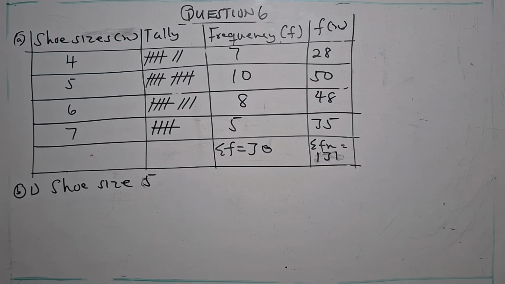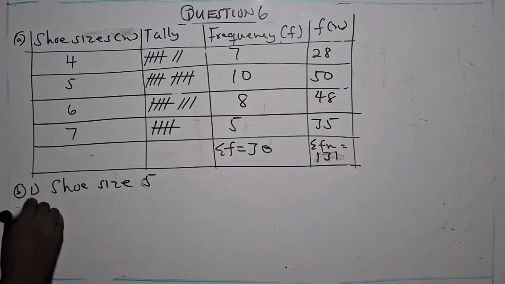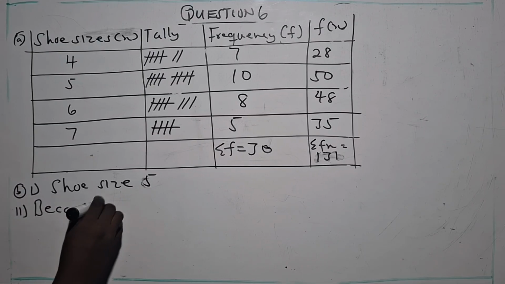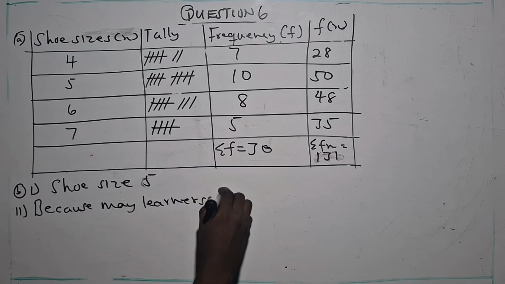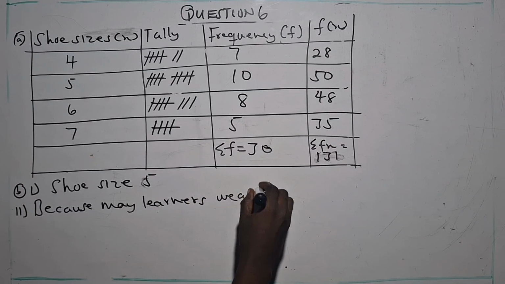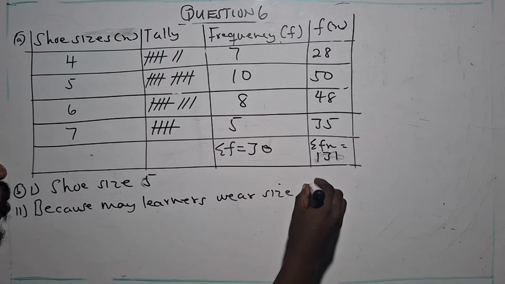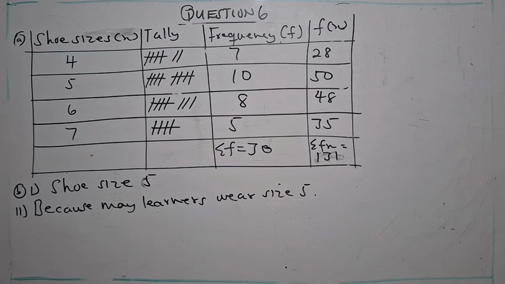So BII says give reason why. So why shoe size 5? Yes. So because many learners wear size 5. Yes, many learners wear size 5. Or it has the largest number of learners who prefer or who wear that particular shoe size.